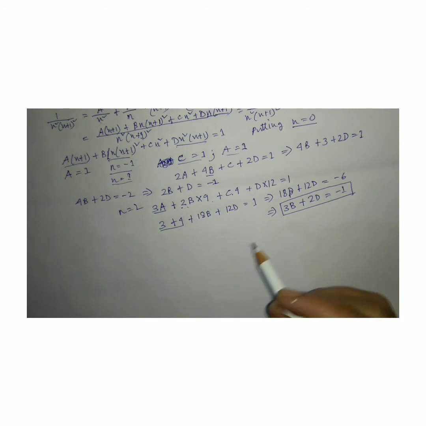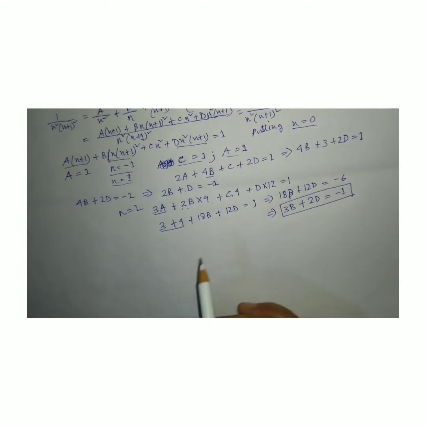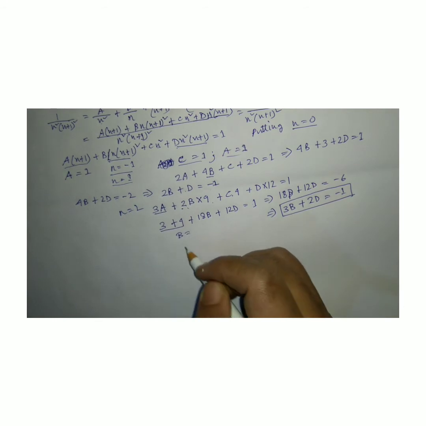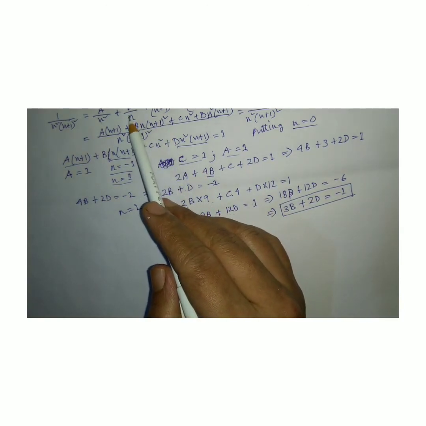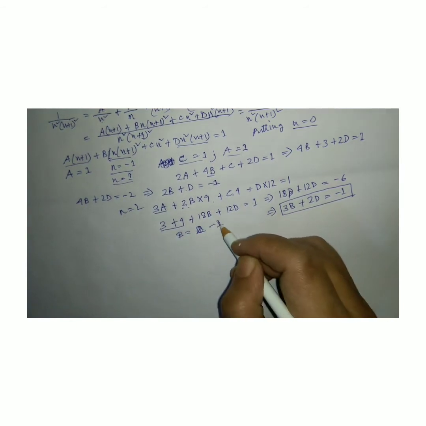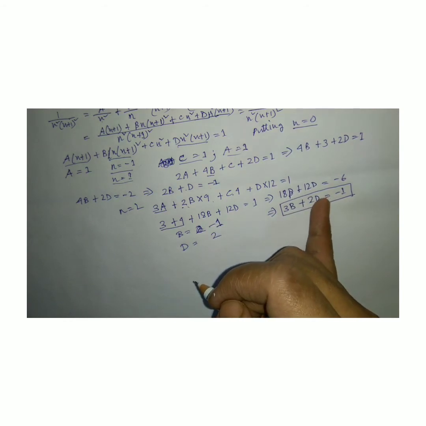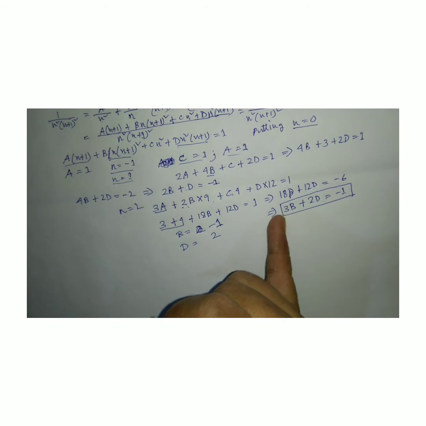And now if I calculate, then I can get b, whatever b value I get. I get b value is minus 1 and d value is 2. Okay, d value is 2. Minus 3 plus 2 is equal to 4.